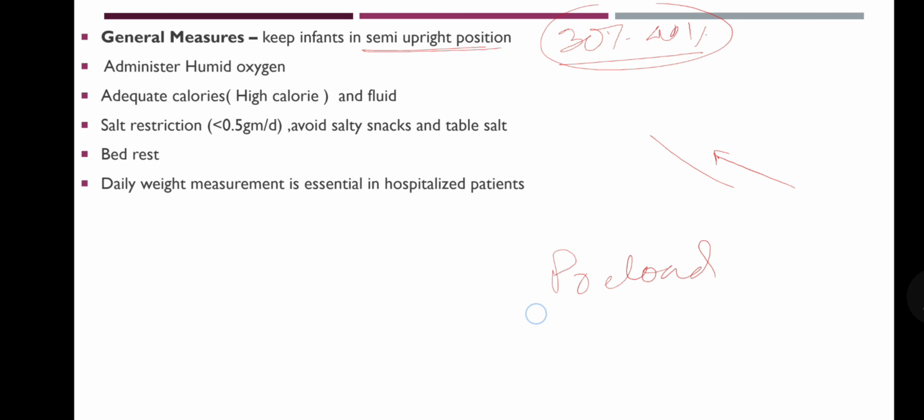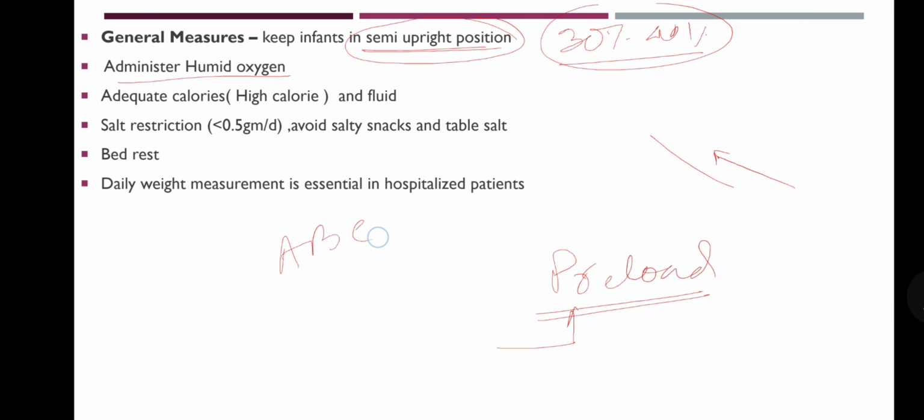When there is afterload failure or when the patient is in shock, we put the patient in a supine position with the legs raised. That means we put the legs above the head to increase the venous return when there is shock. And then it's the administration of the ABCD.